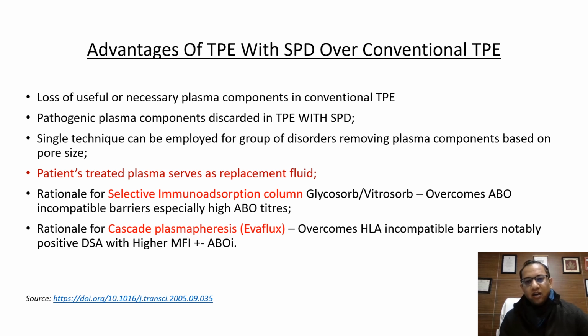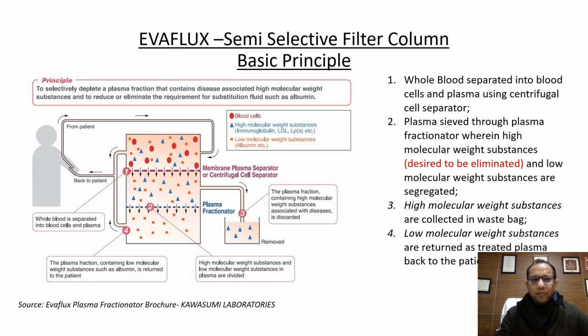Contrary to that, there is a cascade plasmapheresis or EVA flux, as the company says. Now, this is highly useful. People have tried it in ABO incompatible transplants as well because it's semi-selective. It's going to remove the ABO titers. But from our experience, I feel it is very handy in HLA incompatible patients. In HLA incompatible patients, it is very helpful to reduce the HLA antibody titers. And we have had many cases in which we have tried EVA flux or cascade plasmapheresis, and it has been very helpful. So what is the basic principle?